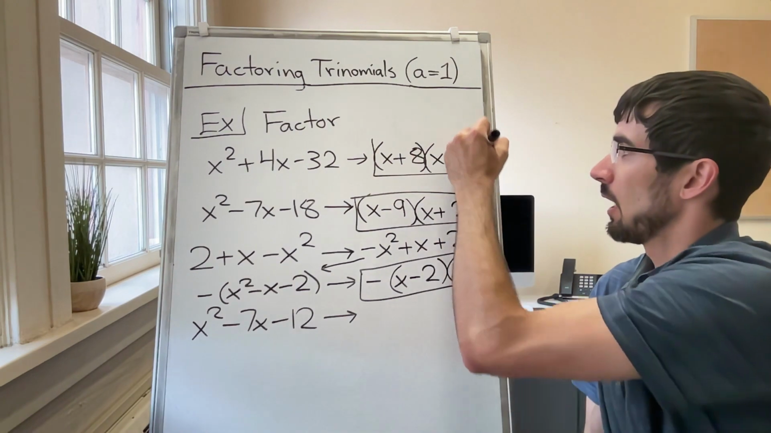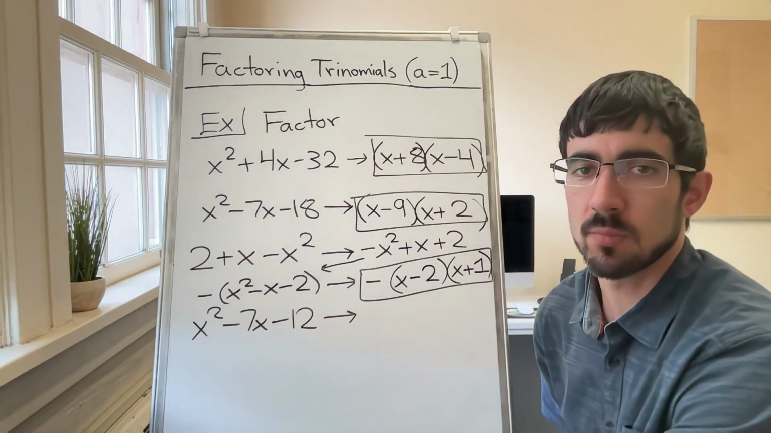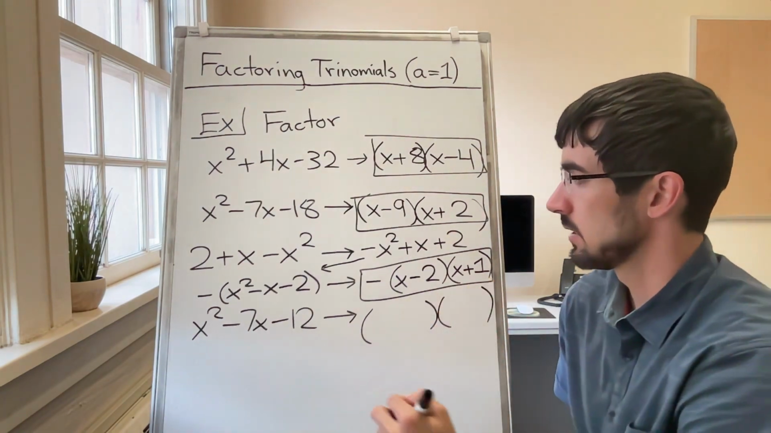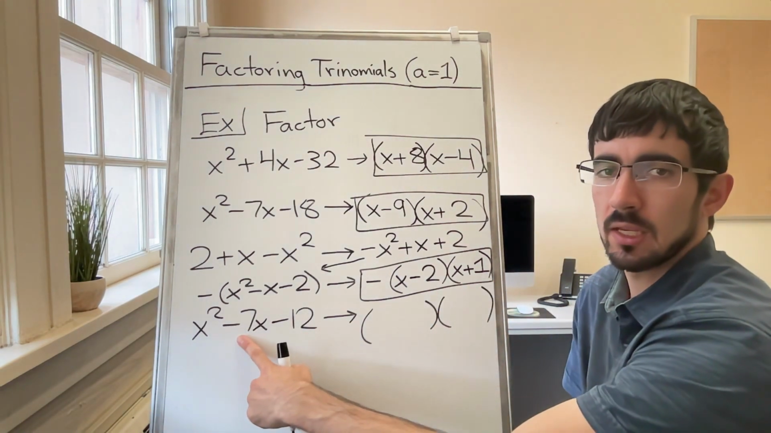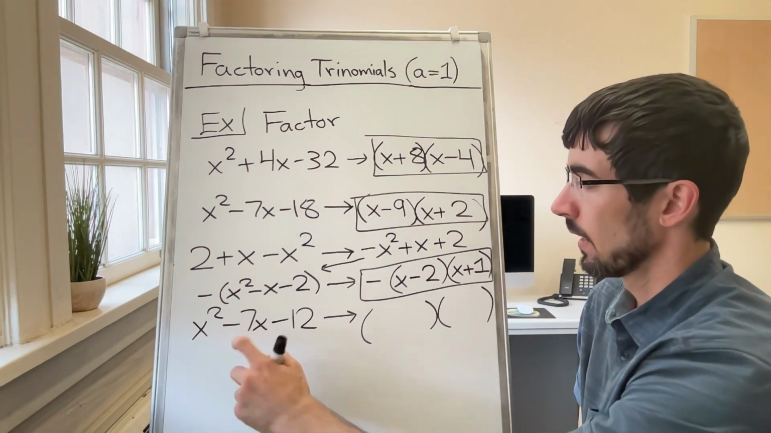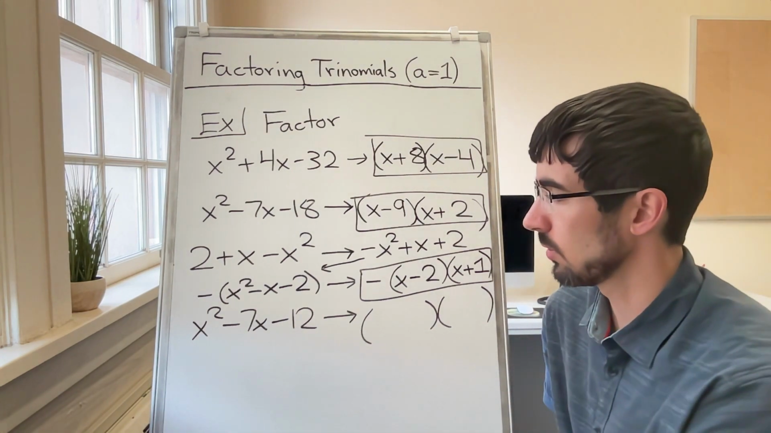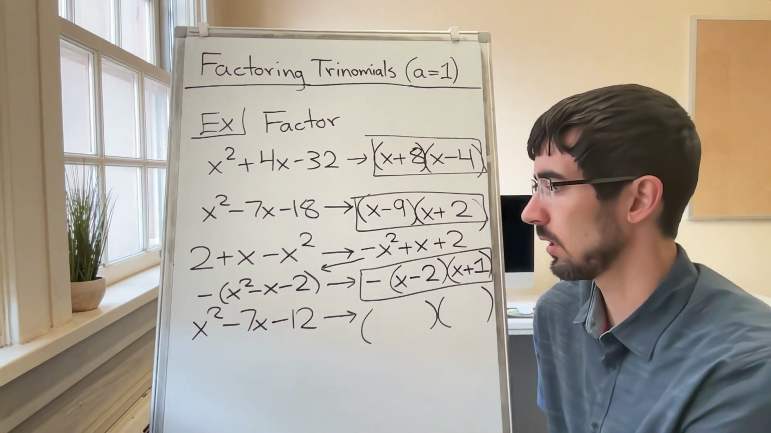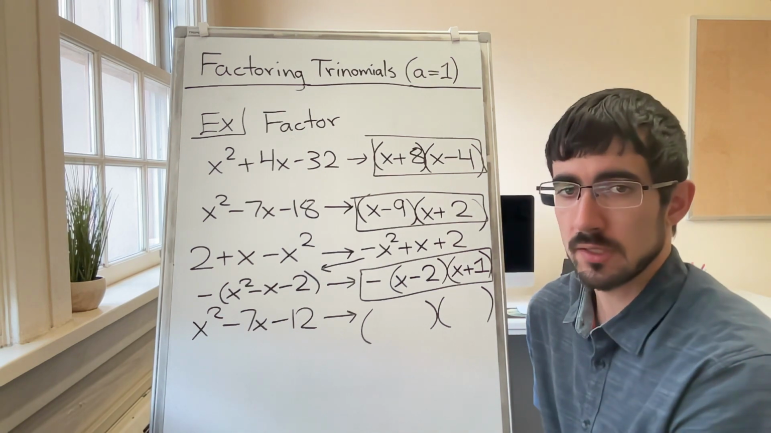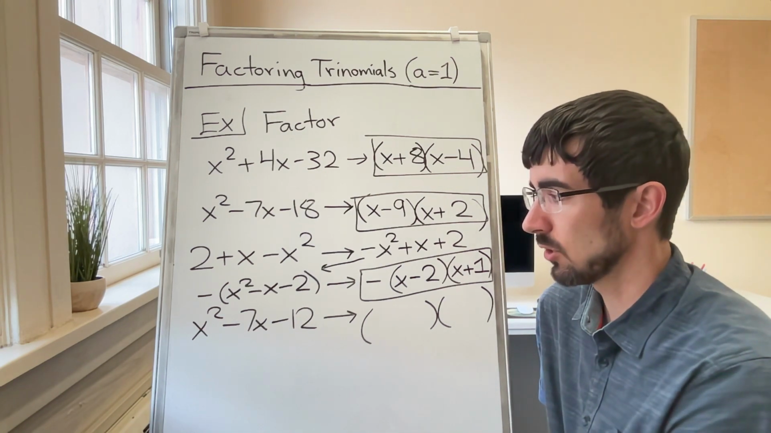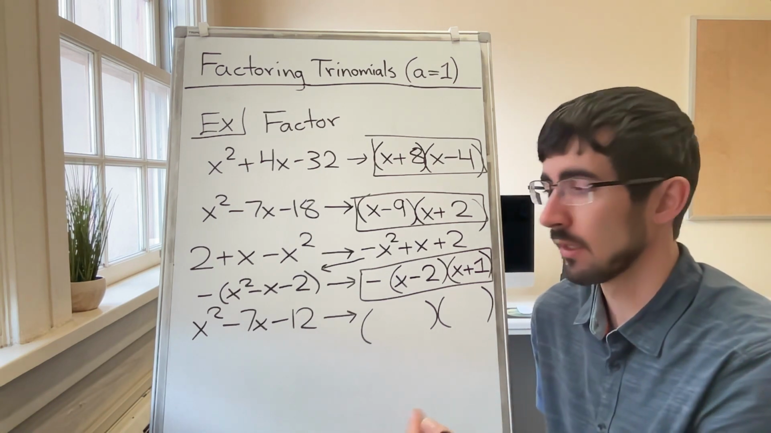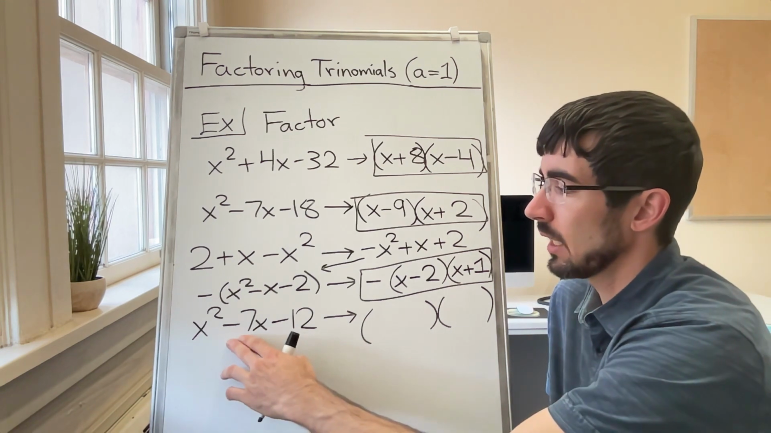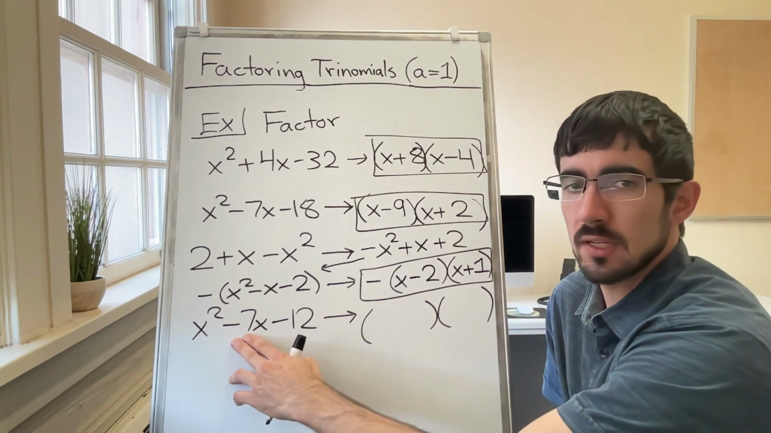One more. x squared minus 7x minus 12. Here we're looking for two numbers that multiply to make -12 and add to make -7. Now you might have some trouble finding those two numbers. Numbers that multiply to -12: -12 and +1, or -1 and +12. Maybe -6 and 2, or -2 and 6. -3 and 4, or -4 and 3. We run through all those numbers and we can't find any that sum to -7.